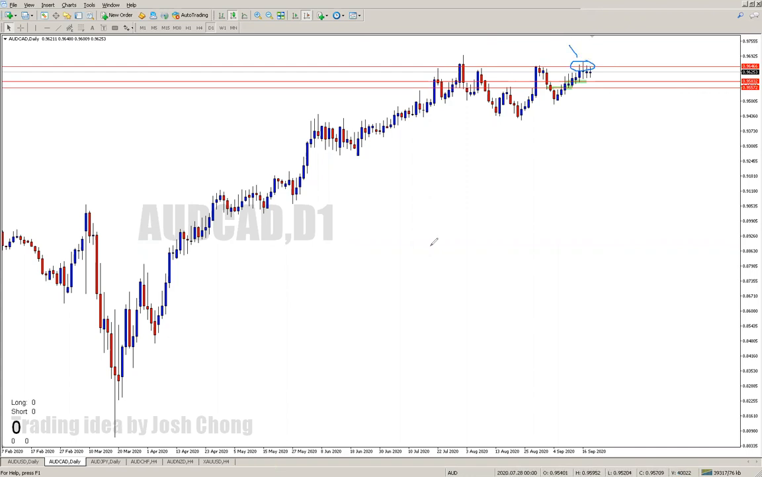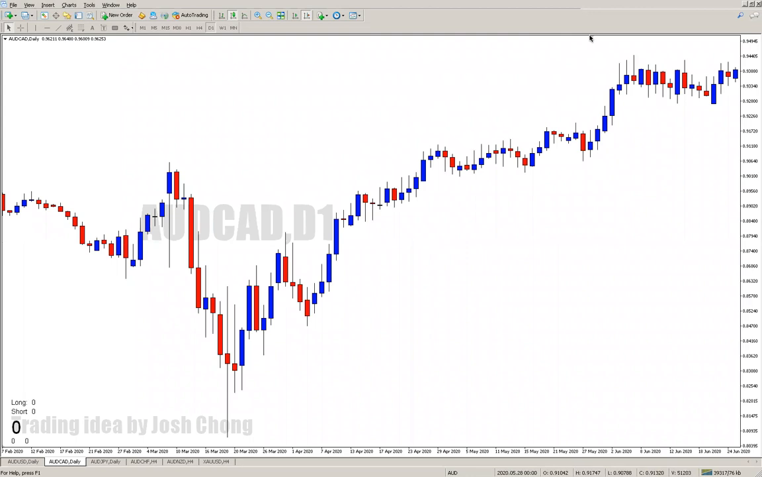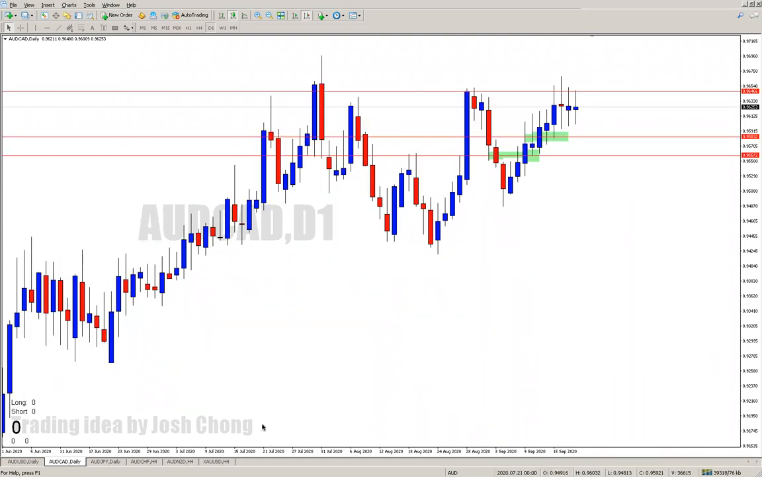So what does this movement tell us? It tells us that sellers did come in, but the market is still overall in a buy trend. That's why, where I expect a buy, I will be looking at a smaller time frame to take my buy order.